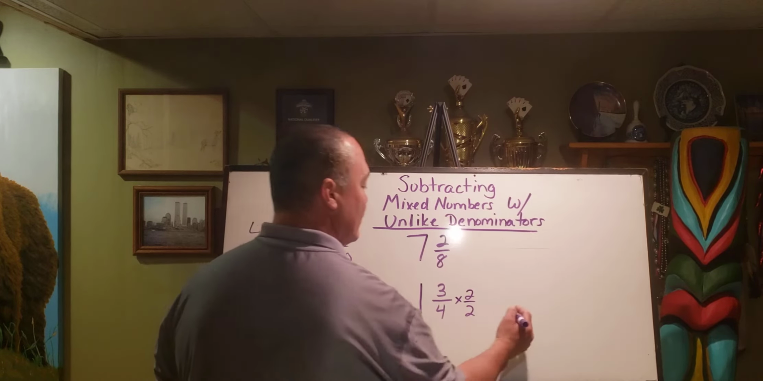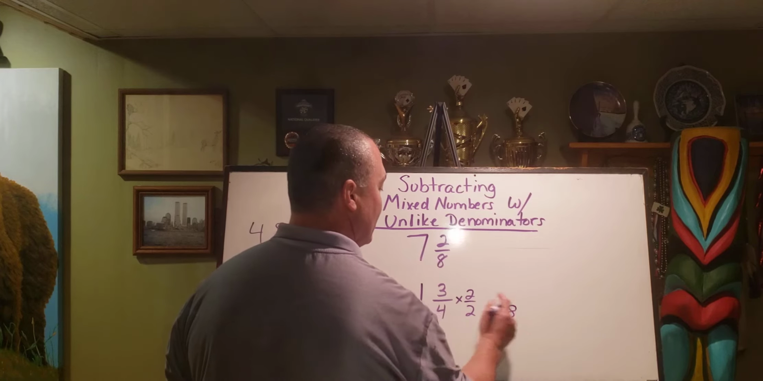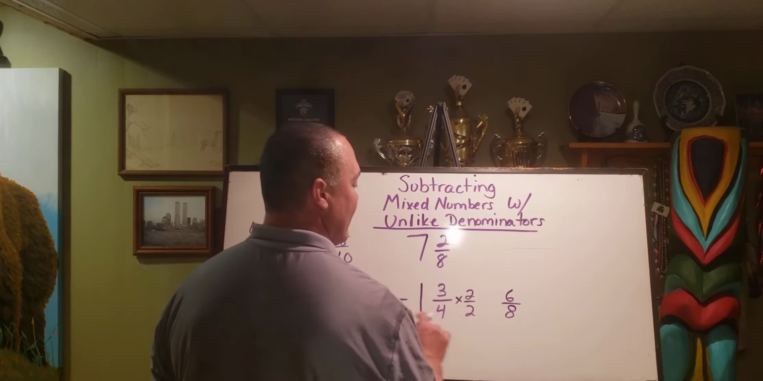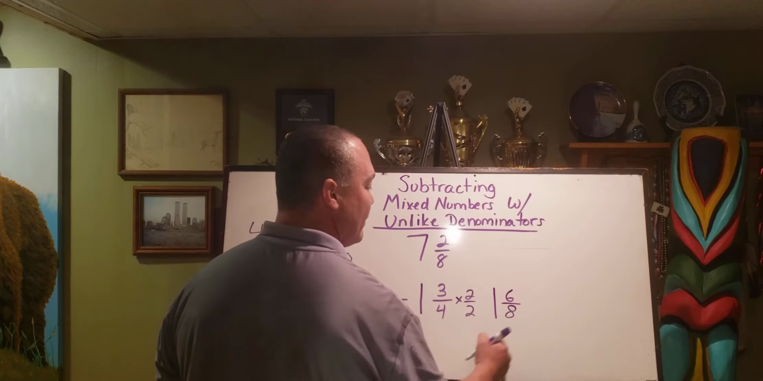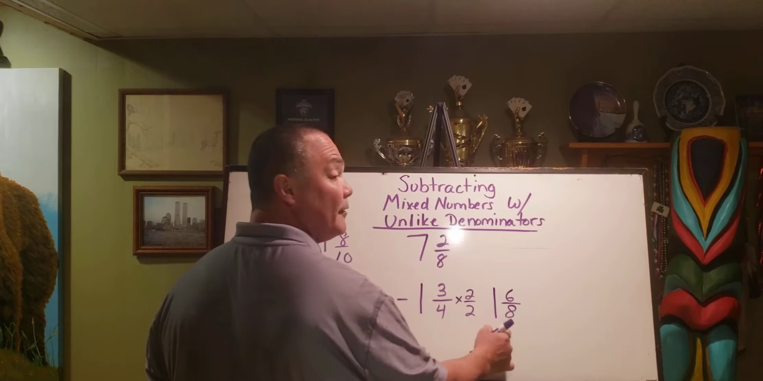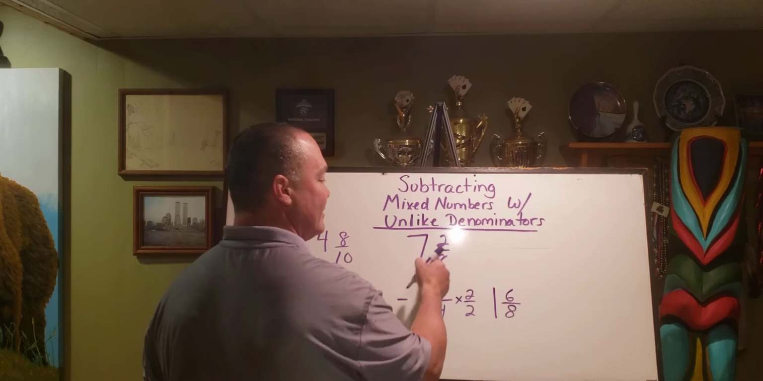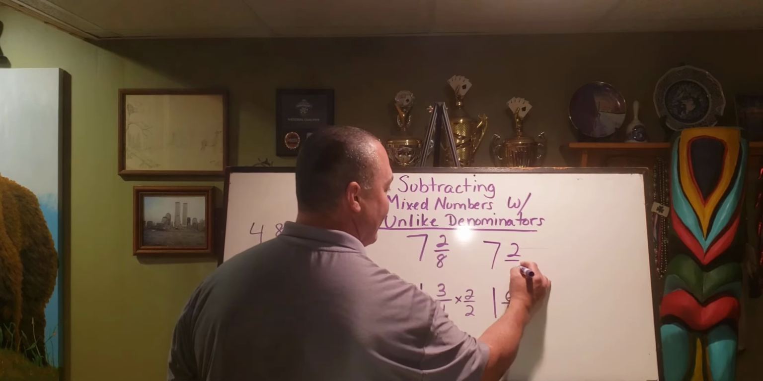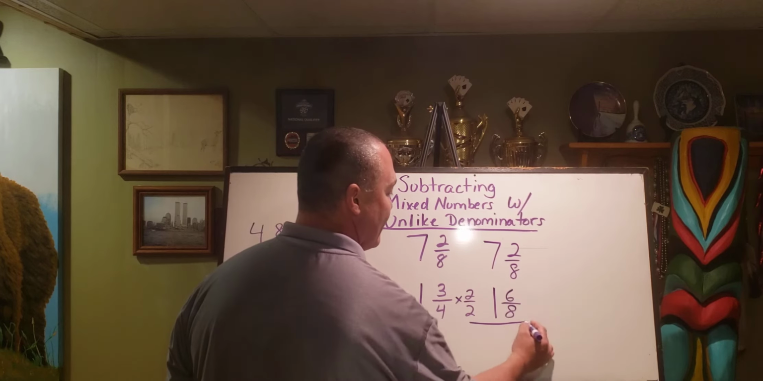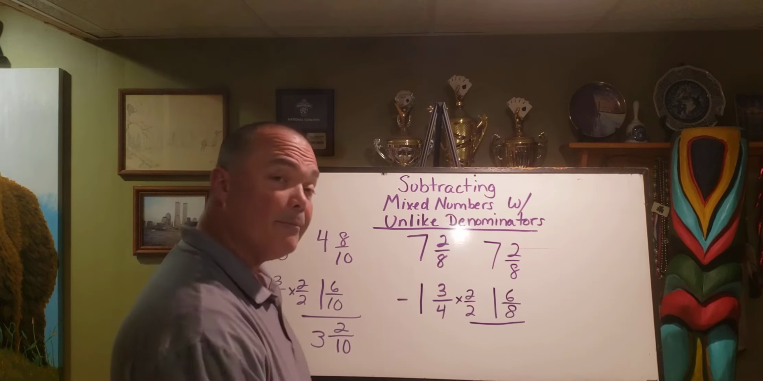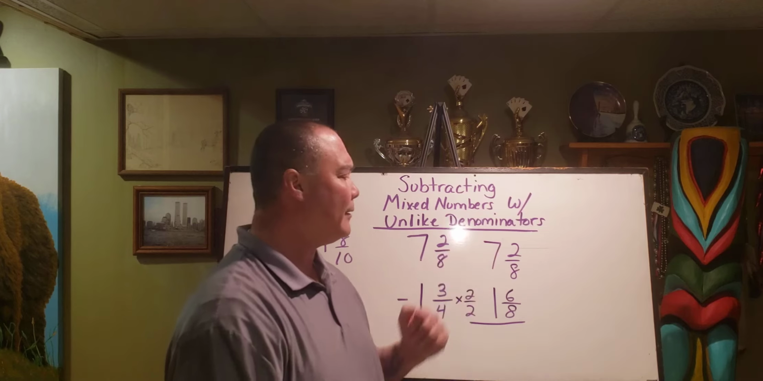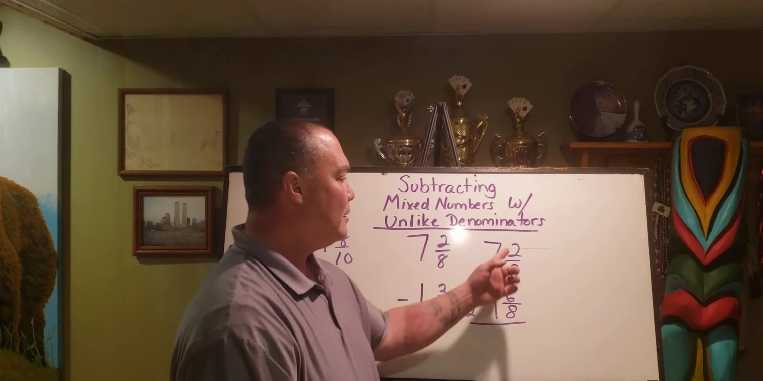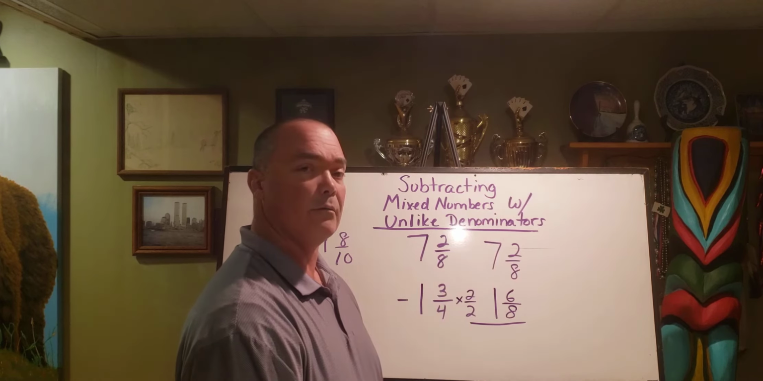2 times 4 equals 8. 3 times 2 equals 6. I get 6/8. I bring over my 1, that's my whole number, making a new equivalent fraction with the same denominator as 7 2/8. So I'm still subtracting. I'm lining up everything vertically. But I've encountered a different problem. Now I have a numerator that is smaller than the subtracting numerator. So I can't take 6 from 2.